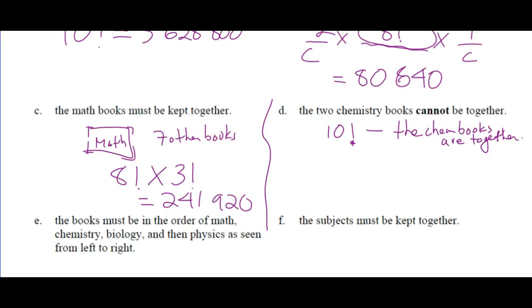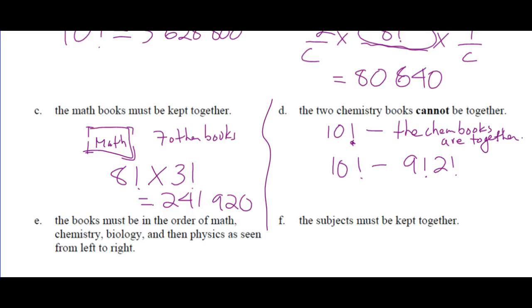Okay, so hang on. We got 2 chem books and how many other books? 8. So in essence, we're arranging how many objects? Air quotes, objects. We're arranging 9 objects, right? The 2 chem books are one object, plus the 8 other books. But 2 of them are chem books, and they can be arranged how many ways? 2 factorial. So it's 10 factorial minus 9 factorial times 2 factorial.